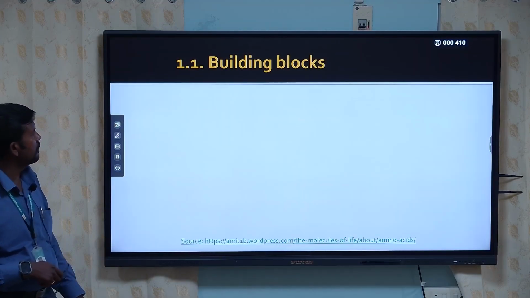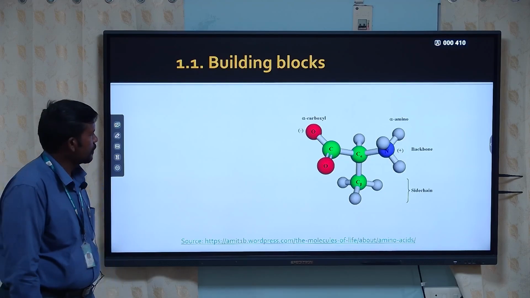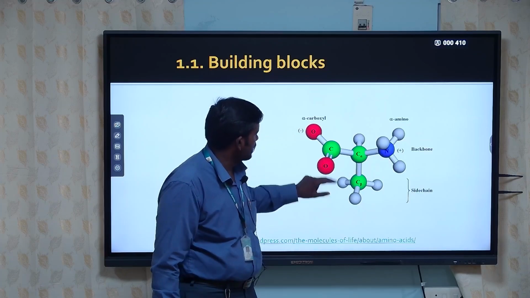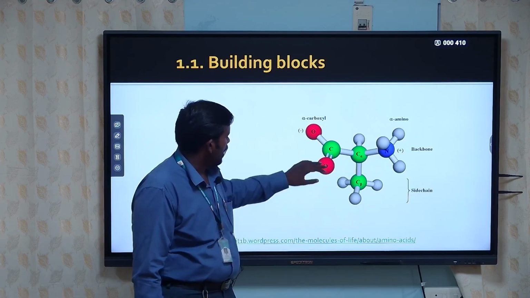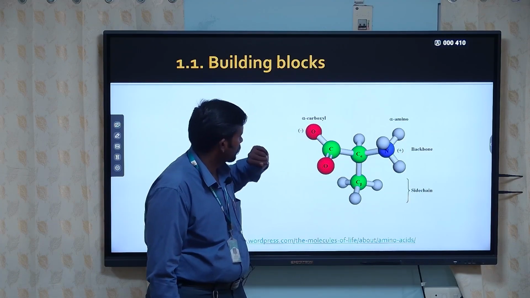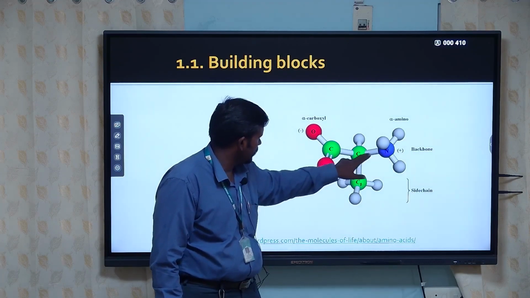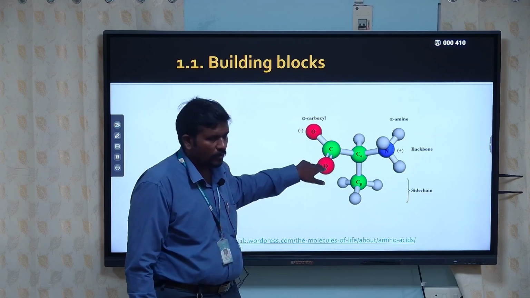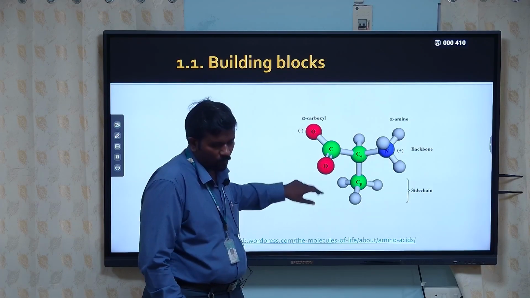In building blocks, this is the basic structure of an amino acid. Here you can see N, C alpha, C double bond O. This is the basic one. Apart from that we have a side chain, C beta, and there is a carboxyl group. The C beta is the side chain, and this is the backbone, the main line, N, C alpha, C double bond O. It starts from the N and ends in C double bond O.